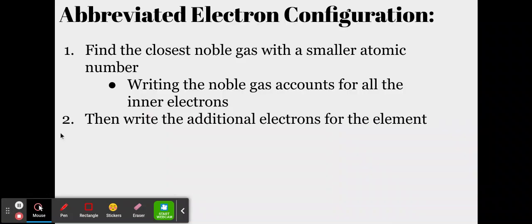Now this slide talks briefly about how to write the abbreviated electron configuration. So you find the closest noble gas with a smaller atomic number than the element you're writing the configuration for. And you write the noble gas, which accounts for all the inner electrons that don't react at all. And then you write the additional electrons for the element right next to the noble gas, which are typically the ones that are involved in the chemical reactions.